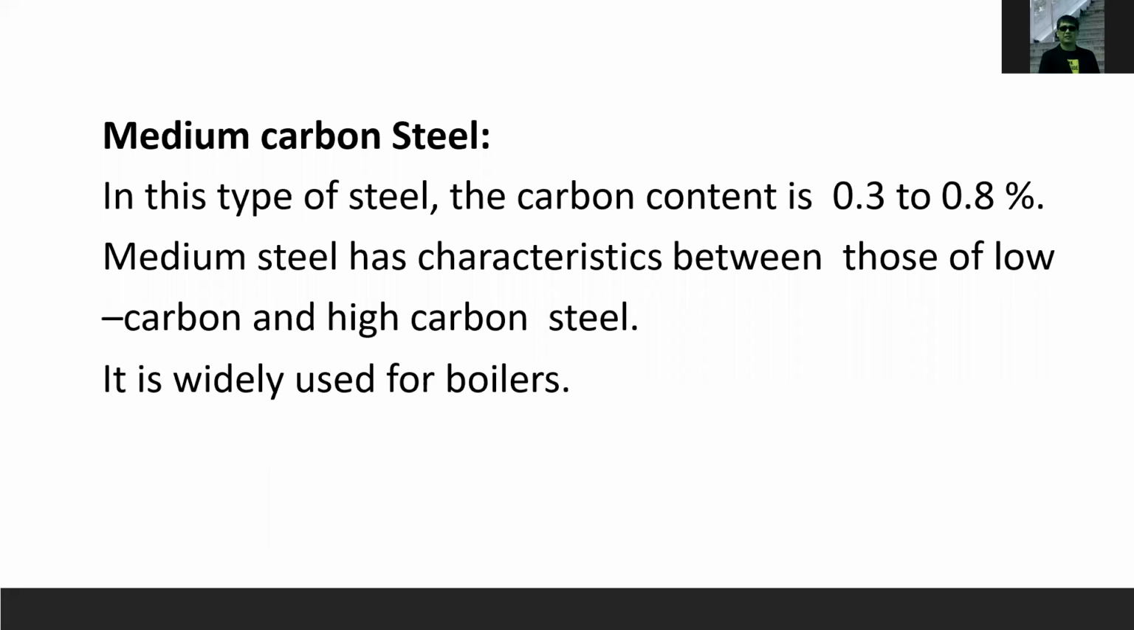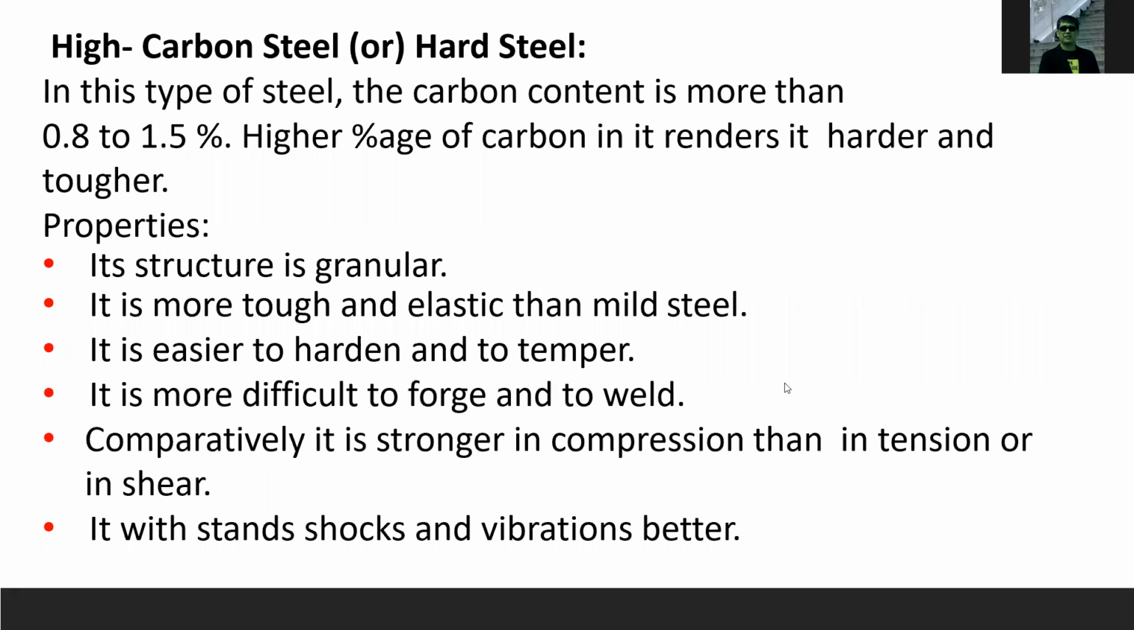Medium carbon steel has a carbon content of 0.3 to 0.8. Medium steel has characteristics between those of low carbon and high carbon steel. So it is the medium type of carbon steel. It is widely used for boilers. Now, high carbon steel is another type of steel, with high carbon content, 0.8 to 1.5.